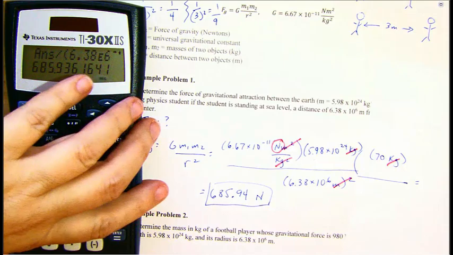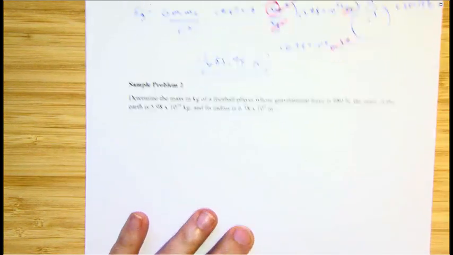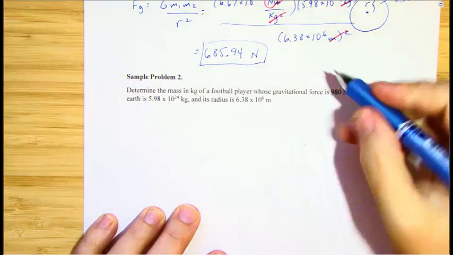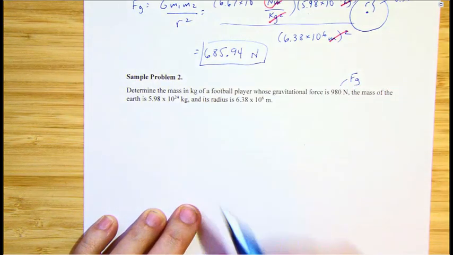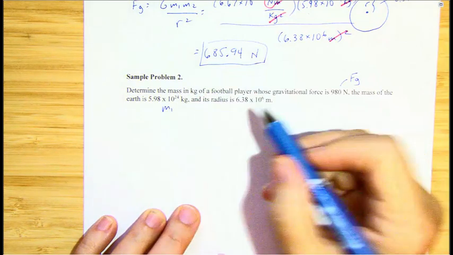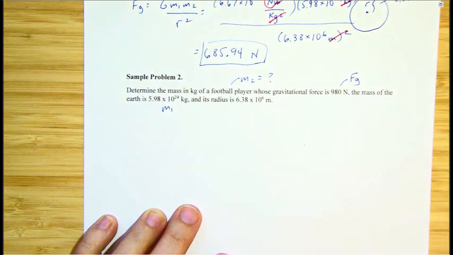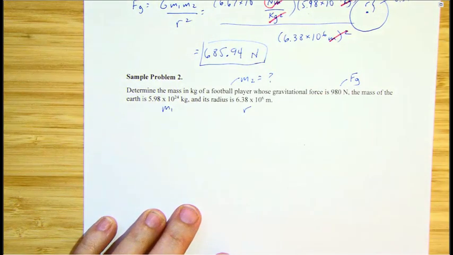Let's look at how to manipulate this equation to solve for something else. We'll go on to the next problem. Determine the mass in kilograms of a football player whose gravitational force is 980 newtons. So that's Fg. They've already given us Fg. The mass of the Earth, that's M1, let's say. I guess we want to know what is the mass of the football player. Again, I could have named the football player mass 1 and the Earth mass 2. It doesn't matter. And its radius is this, and again, we're going to assume our friend is at sea level.